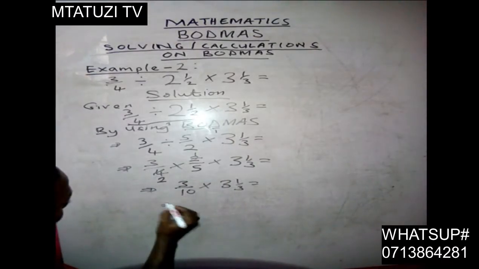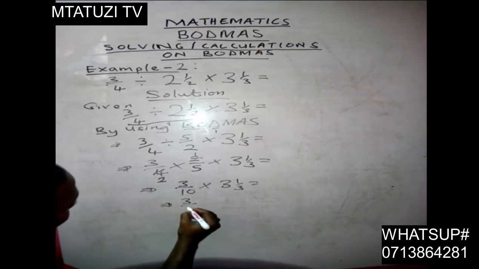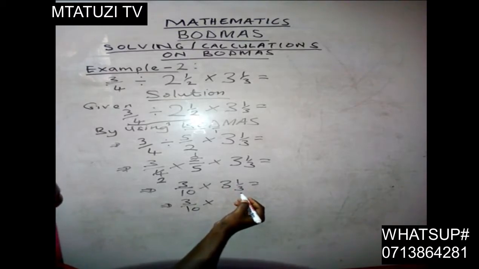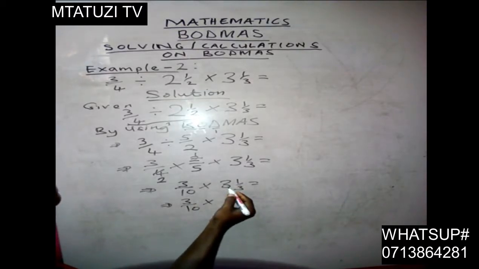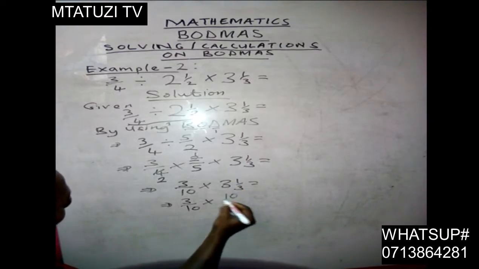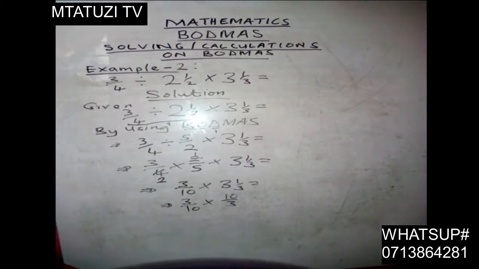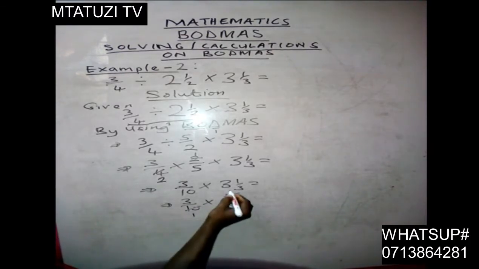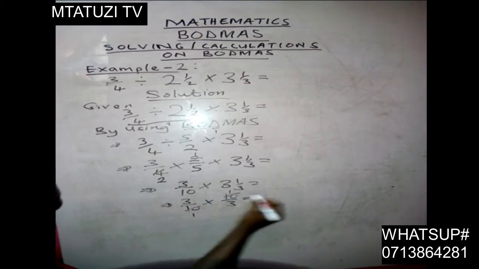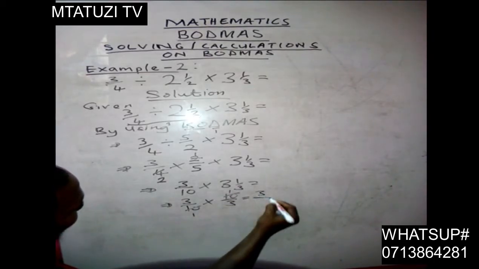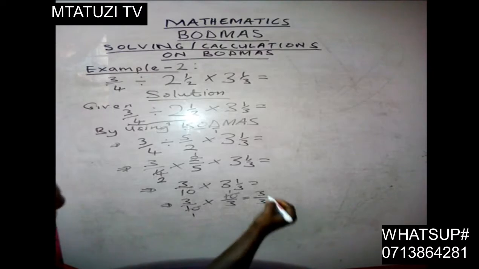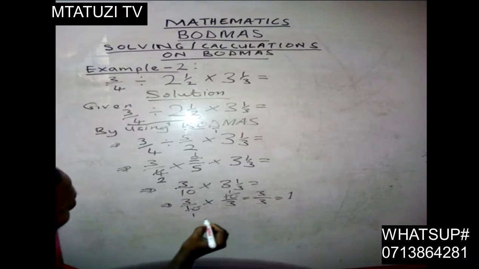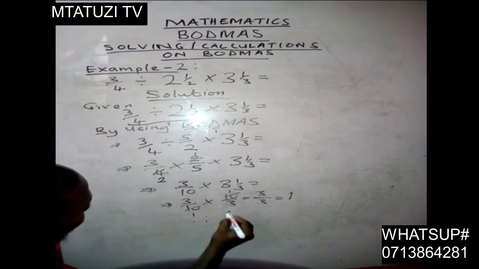So how do we multiply? We multiply as follows. 3/10 times, change this one into an improper fraction. 3 times 3 is 9, plus 1 is 10. 10 over 3. So when you multiply there, 10 and 10 cancel. And when you divide there, 3 times 1 is 3, 3 divided by 3 is 1. So the answer for this question is 1.